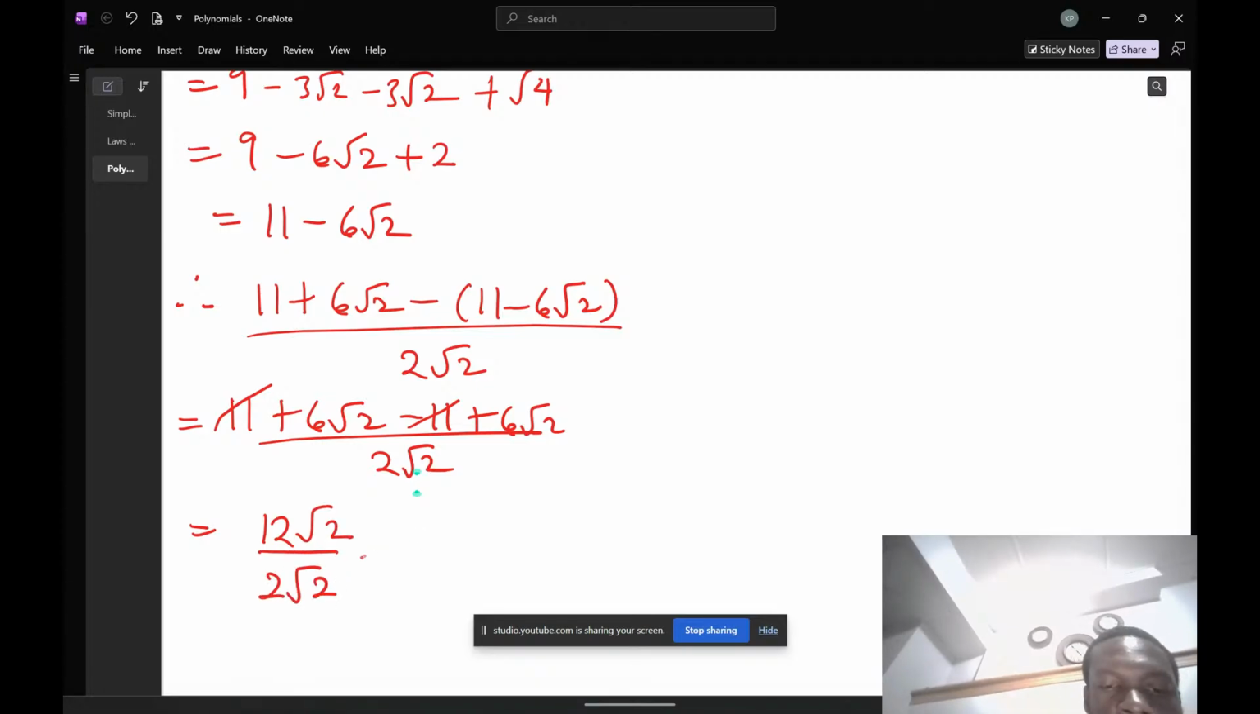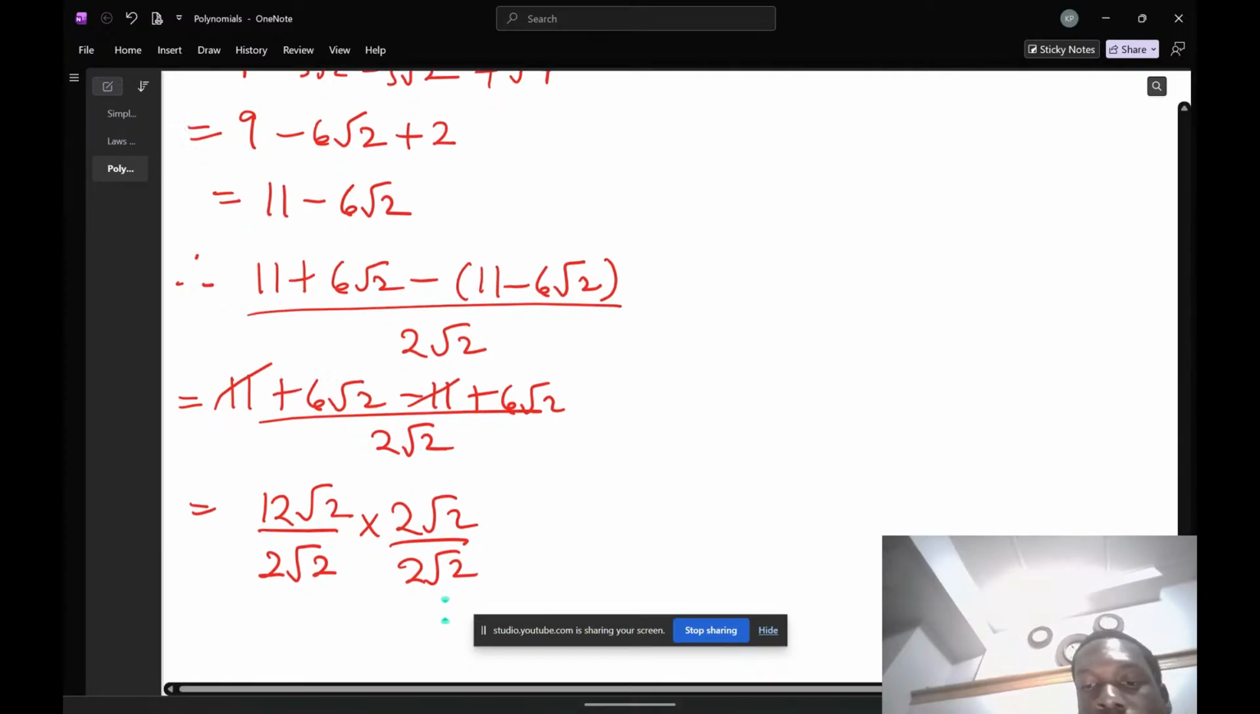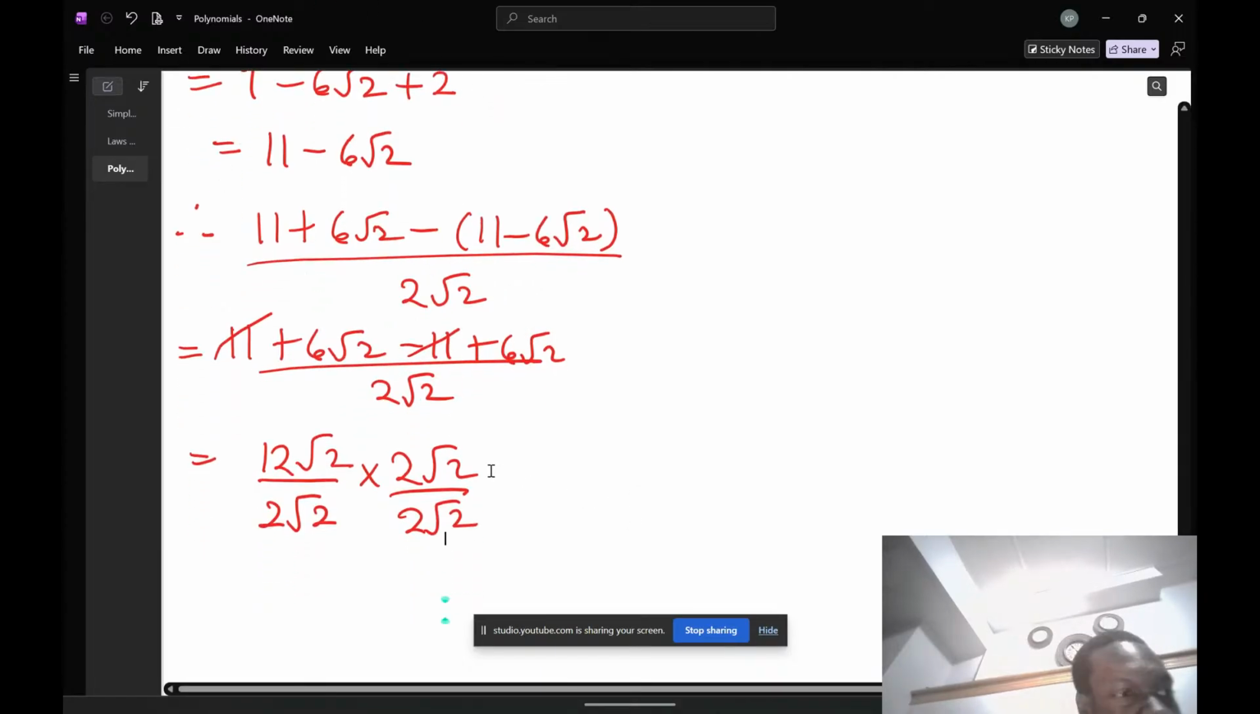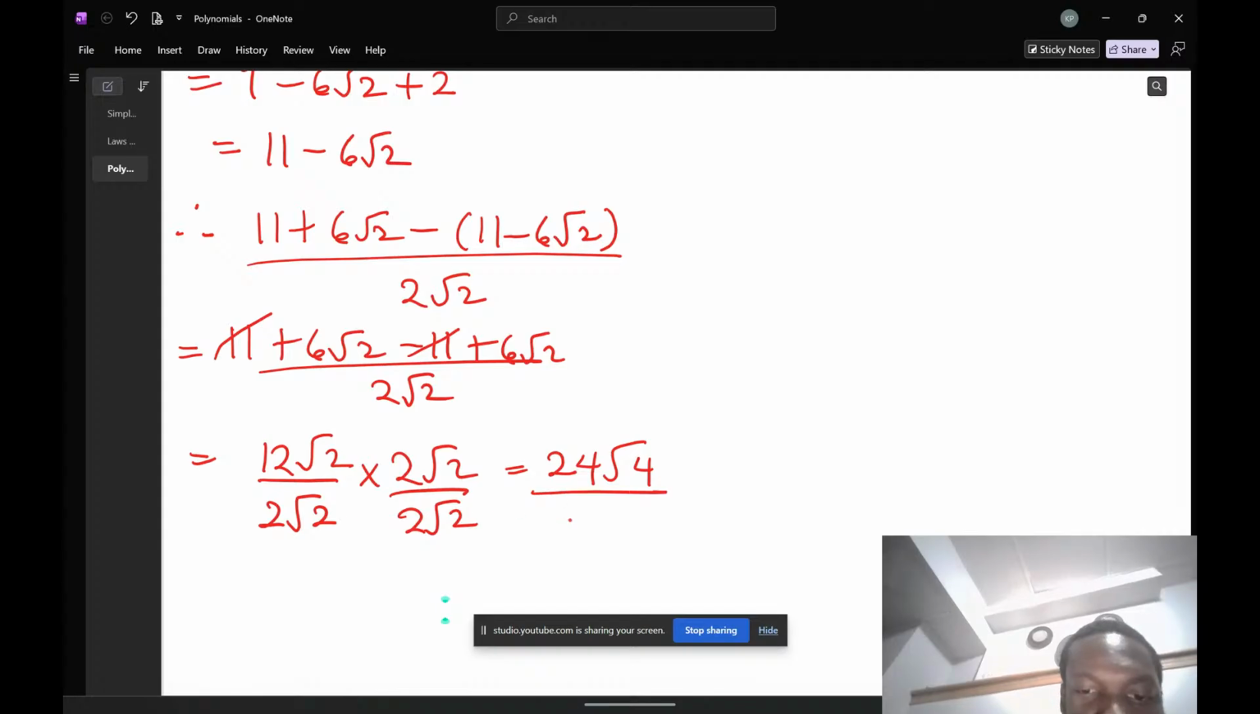Now, I would normally have crossed it out like this, but when it comes to rationalising, I don't like to work that way. I like to break it down a little bit more. So I can multiply by 2 root 2 over 2 root 2, because this is the principle that surds work with. So 12 times 2 will give us 24. Root 2 times root 2 will give us root 4. 2 times 2 is 4. Root 2 times root 2 is root 4. The square root of 4 is 2. So we have 24 times 2 over 4 times 2.